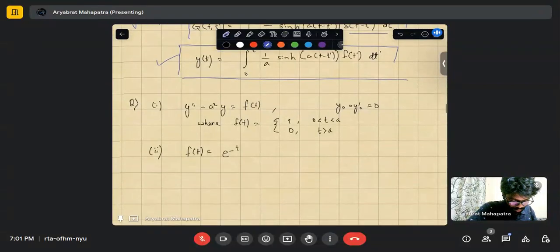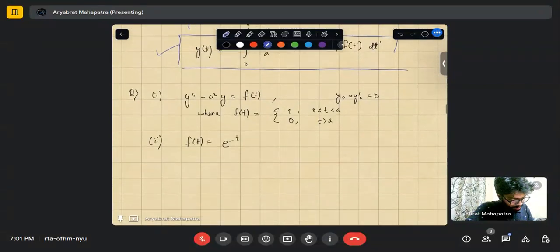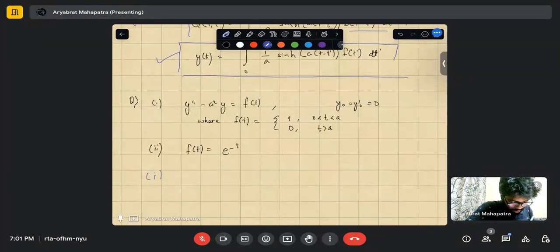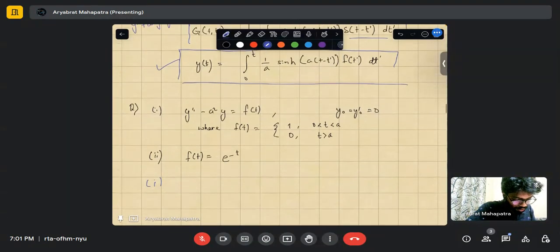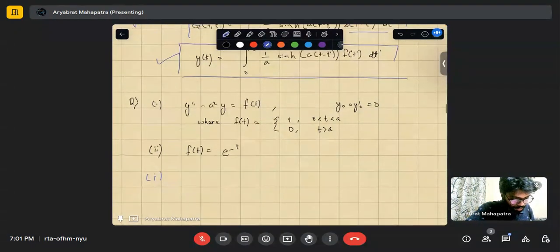So here also, the first part, the same process you have to do. Your f of t is t when t is from 0 to a, and your f of t is 0 when t is greater than a. So again, you will use that same approach.